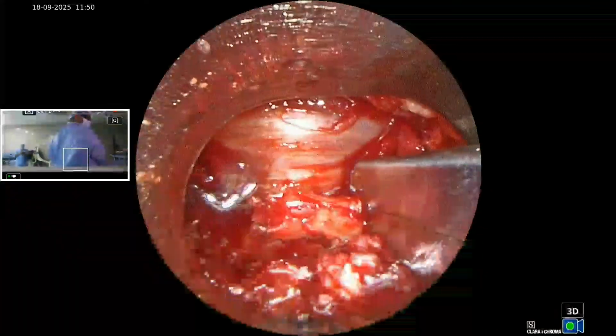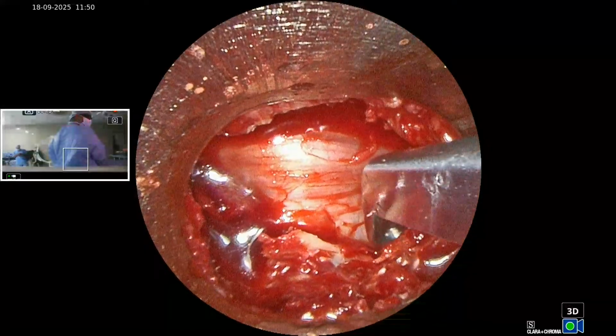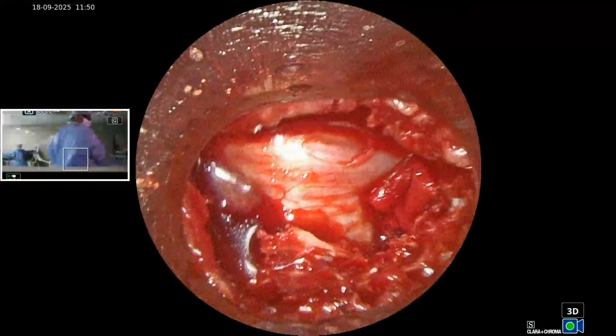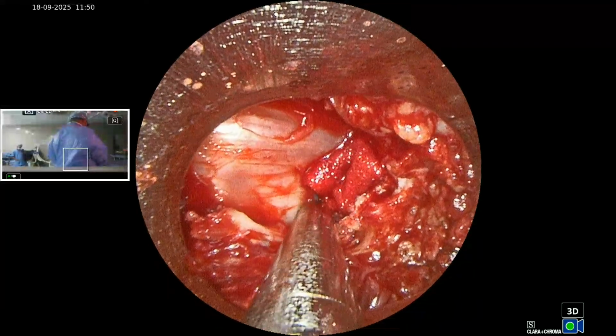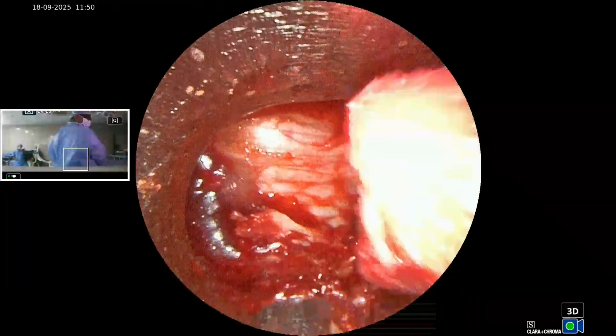This is the SAP of the left side. We will come back to the left side. Now we are at the foramen. So we are decompressing or tracing the nerve root up to the foramen now.